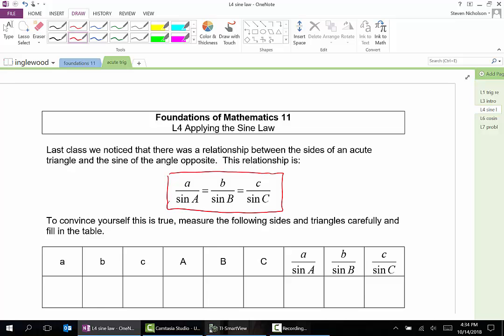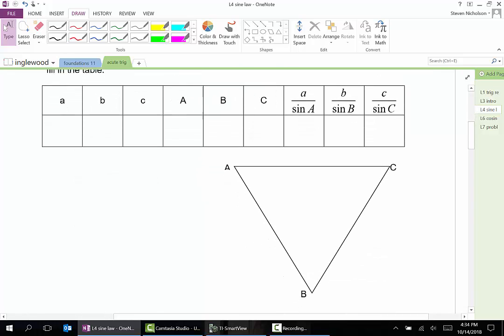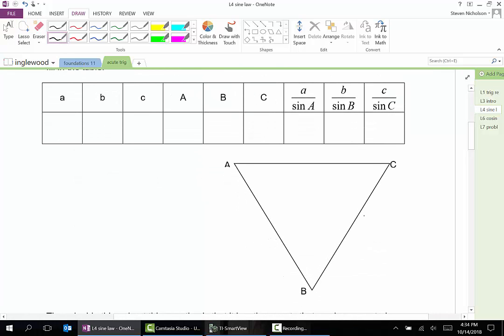So what I'd like you to do right now is pause the video and, as accurately as you can, measure all the sides of this triangle and all the angles. Remember, opposite of A is little a, opposite of big B is little b, and opposite of big C is little c. Measure all those angles and sides, fill in the table, and the last column is what we want to see. I'm going to put in my measurements, and as long as yours are pretty close, that's good enough.